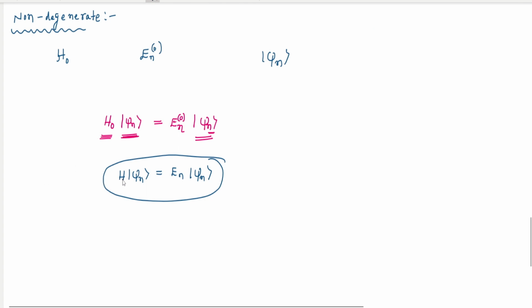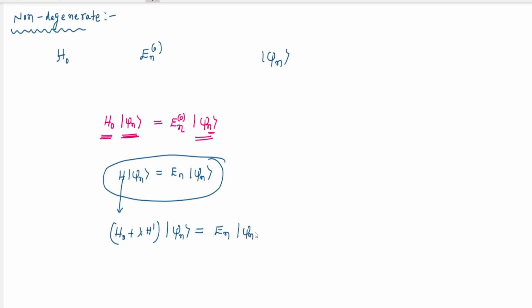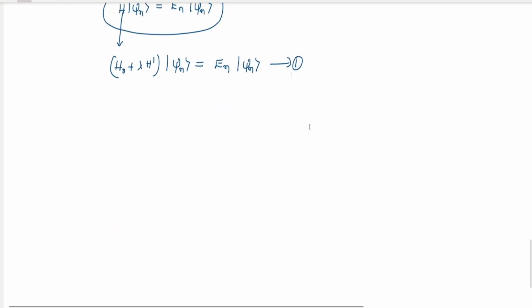If we replace H with our new Hamiltonian of the system, H plus lambda H prime, acting on the wave function, equal to En times the wave function. This is equation number 1. The main idea of perturbation theory consists of assuming that the perturbed eigenvalues and eigenstates can both be expanded in terms of a power series in a parameter lambda.